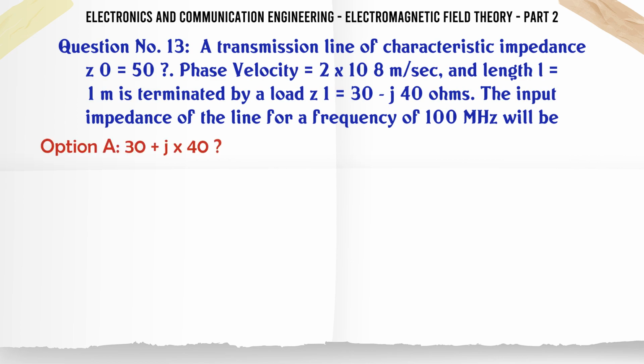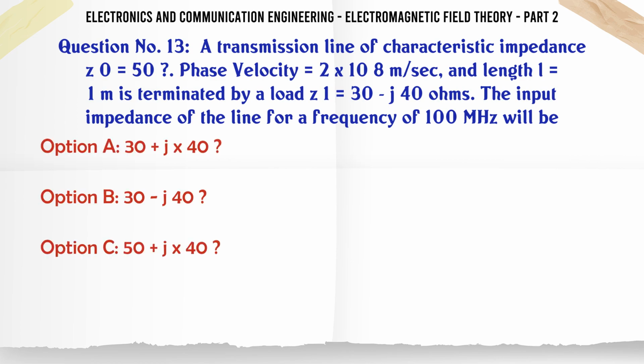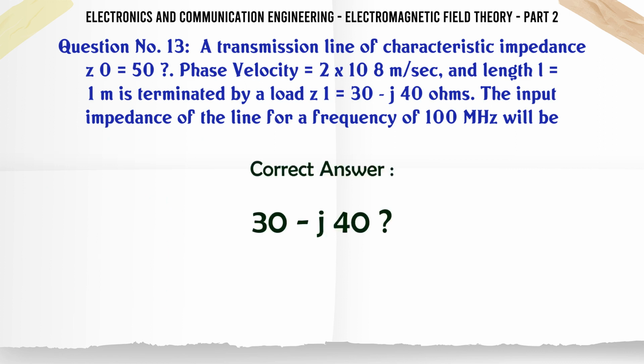A transmission line of characteristic impedance Z0 = 50, phase velocity 2×10^8 m/sec, and length L = 1 m is terminated by a load ZL = 30 + j40 ohms. The input impedance of the line for a frequency of 100 MHz will be A. 30 - j40, B. 30 + j40, C. 50 - j40, D. 50 + j40. The correct answer is 30 + j40.